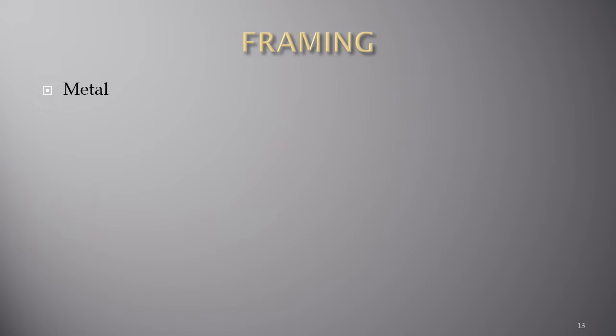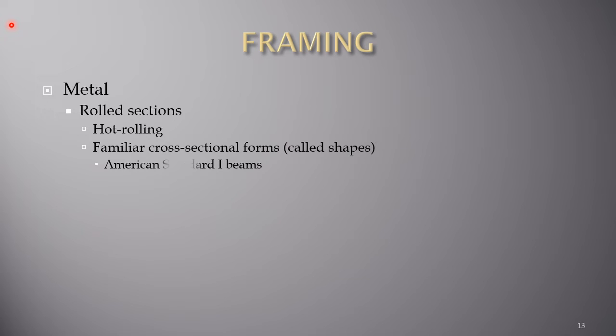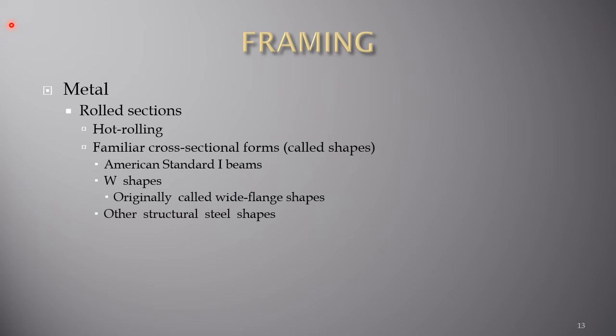When we're dealing with metal, we might be using what are called rolled sections. These are developed by hot rolling steel through a series of rollers until the desired shape is achieved. And this creates the familiar cross-sectional forms, which we call shapes: American Standard I-beams, today known as S-beams, W-shapes, originally called wide flange shapes, and various other structural steel shapes.